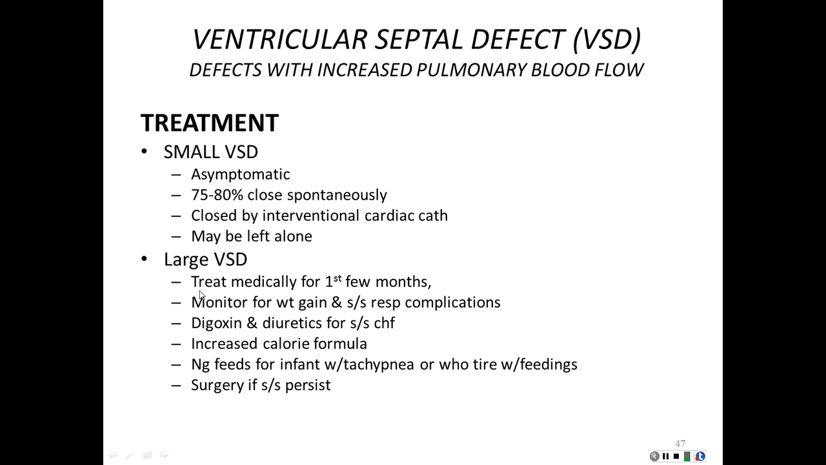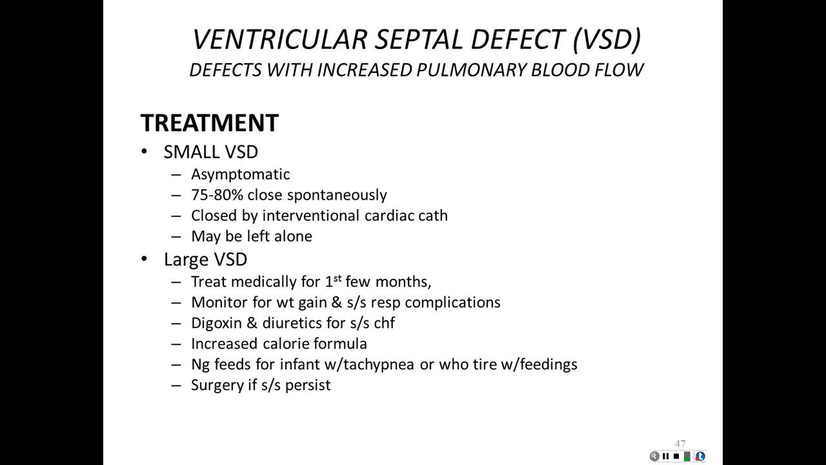That may mean inotropes, diuretics, doing some sort of SVR reduction, PVR reductions for those. It may mean that we need to look at the formula on these children, especially if they're failure to thrive, increasing that caloric intake, and then looking at maybe NG tubes or G tubes for these infants who are tiring easily, so that we can do those things for them.